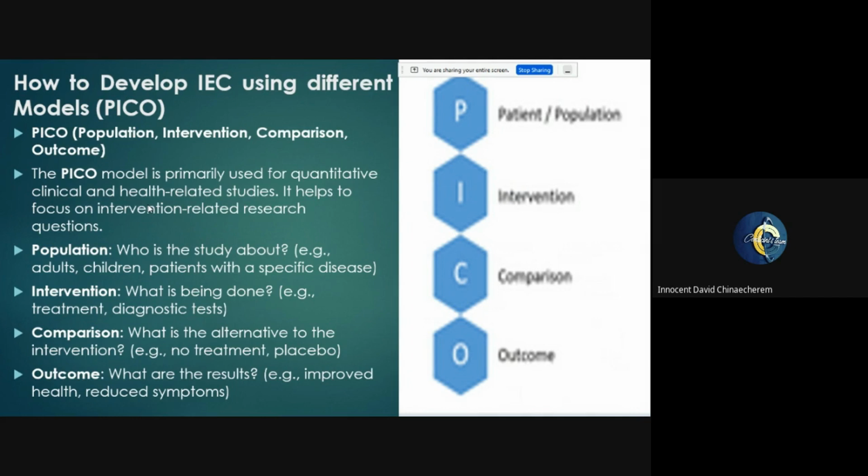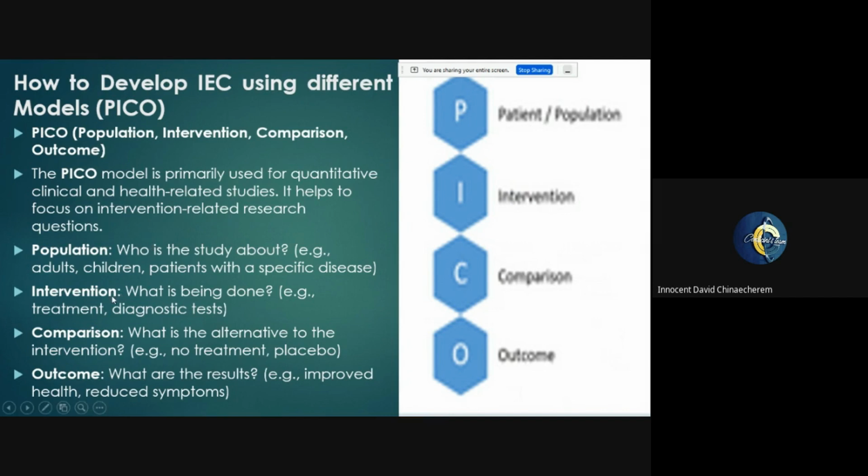Let's say, for example, we want to use the first model, which is known as the PICO model. Now, the PICO model stands for Population, Intervention, Comparison, and Outcome. It's used for quantitative and clinical research oriented questions. So let's say, for example, we want to put in our inclusion and exclusion criteria. In our population, we'll be interested in who this study is about. Is it going to be about adults? Is it going to be about children? Is it going to be about patients? Maybe patients with a specific disease, right? So in our population, we're interested in these participant groups or patient groups.